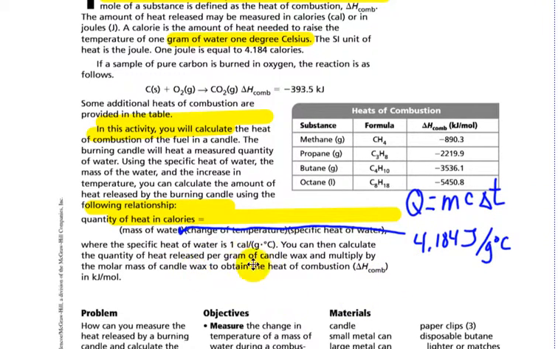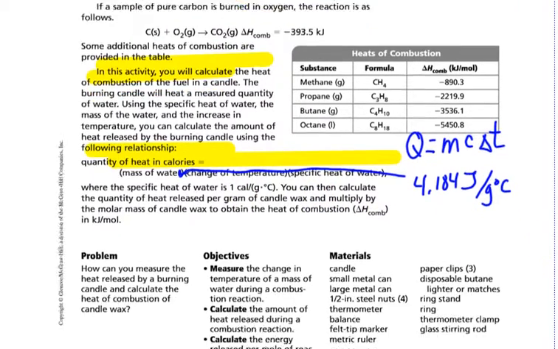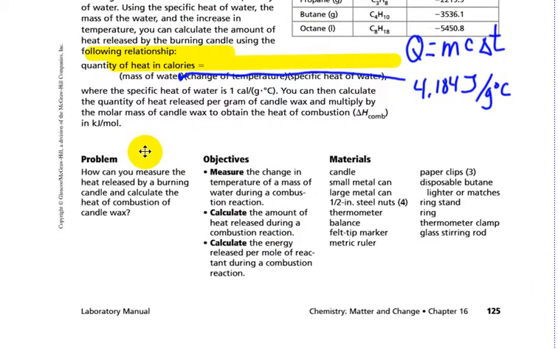Here, instead of using this specific heat, we'll use this. My arrow is off a bit here. It should be pointing to this. So the specific heat of water is 4.184 joules per gram degree C. There's a list of materials there. Problem: how can we measure the heat released by a burning candle and calculate the heat of combustion of candle wax? Other objectives: measure the change in temperature of a mass of water during combustion, calculate the amount of heat released during a combustion reaction, and then calculate the energy released per mole of reactant during a combustion reaction.